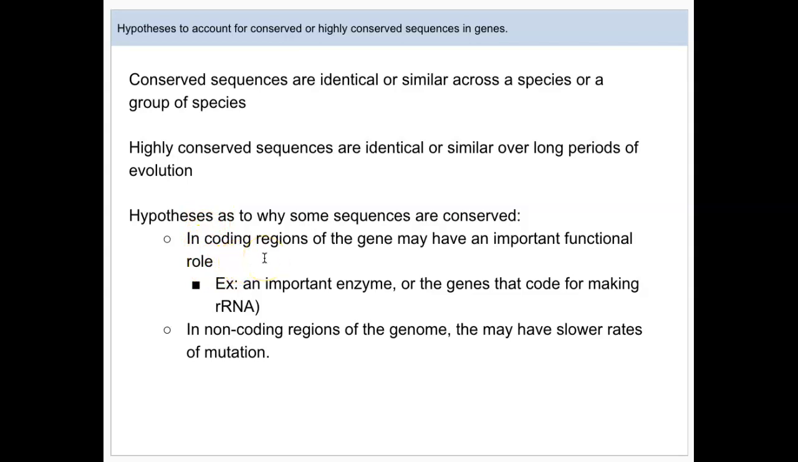One is that if it's in the coding region, it might have a really important function. For example, an important enzyme, or the genes that code for creating rRNA are very important. So these have changed very little over time. If it's in the non-coding region, they may just change very slowly, a very slow mutation rate. And so that would also lead to them being more conserved.